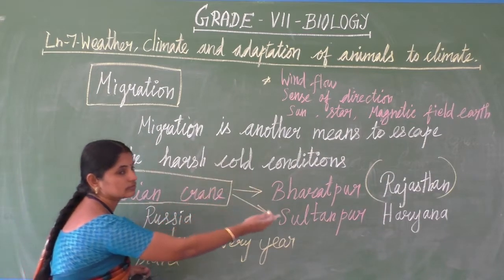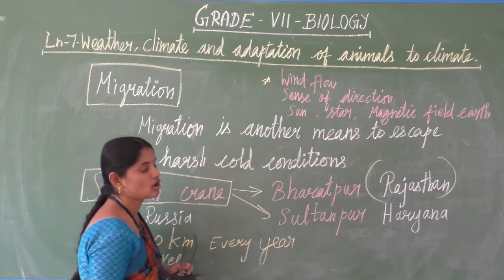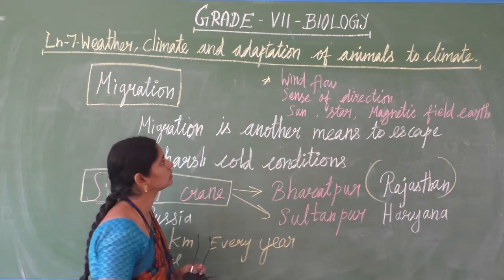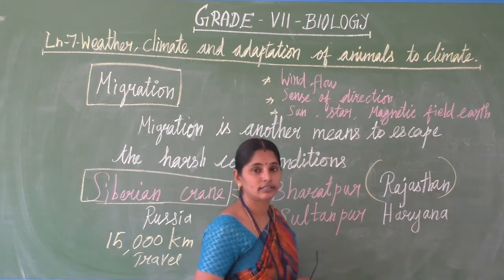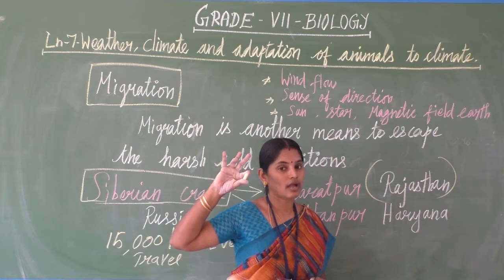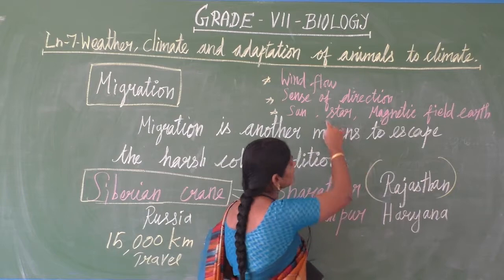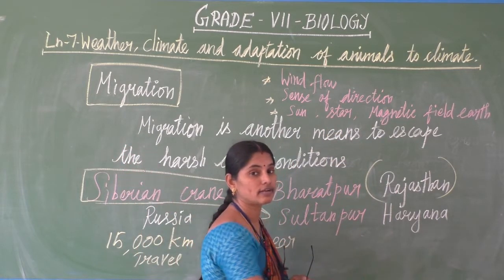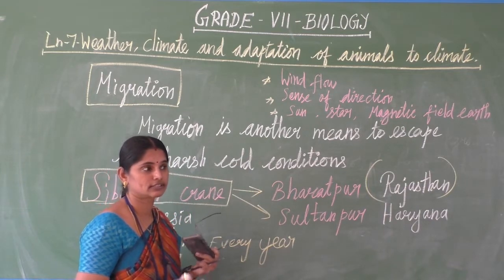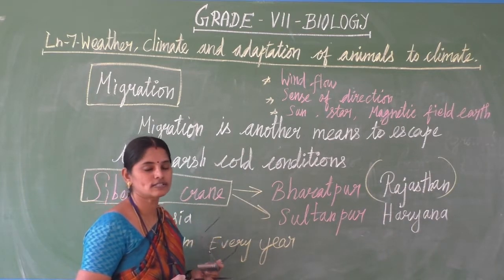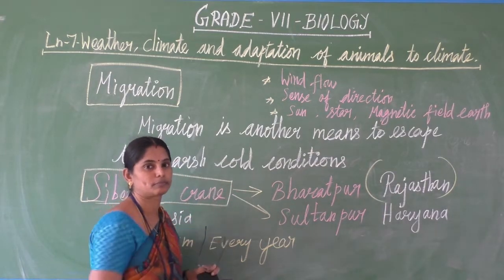From Russia to India, Rajasthan, the bird has a sense for it. It has that sense. How is it possible for the bird? It sees the sun, keeping the sun as an identification mark when it moves in the daytime, and stars as identification marks when it is moving at night time. It can use the earth's magnetic field. So it has that strong sense of direction. It also uses some landmarks to move from that place.